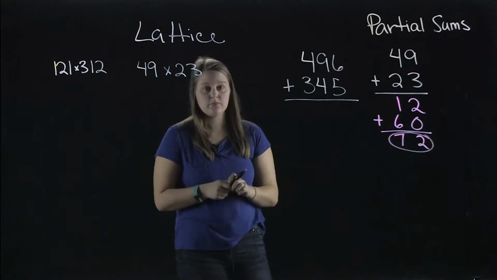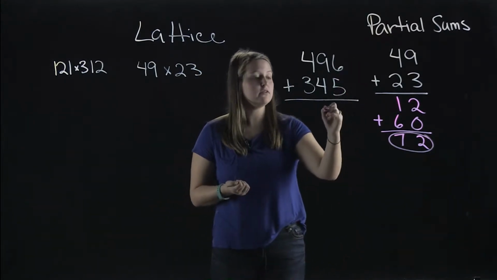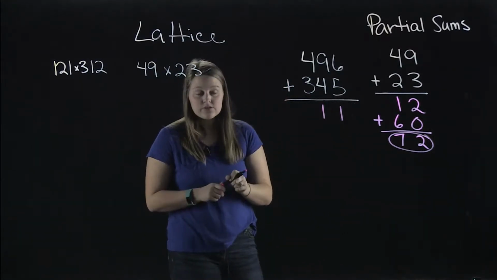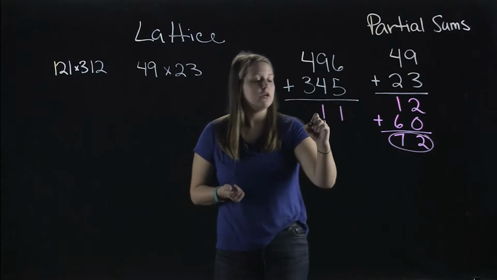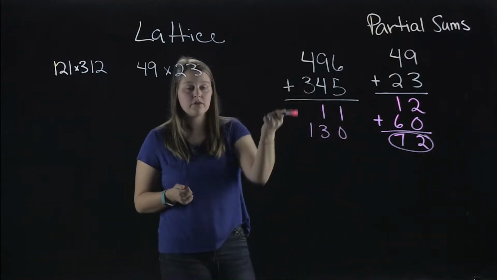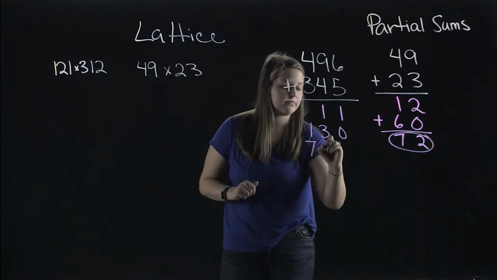Now let's move over to a little bit bigger number. So we're going to start in the ones place value still. 6 plus 5 is 11. Now we're going to move to the tens. So 90 plus 40 is 130. So you're going to write that below. Now 400 plus 300. 400 plus 300 is 700. So you're going to write that below.